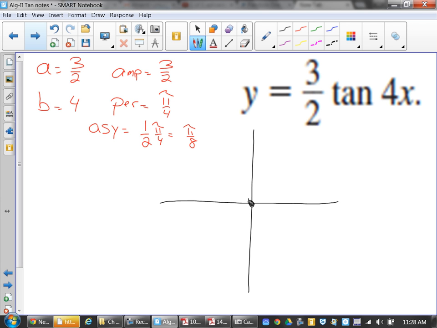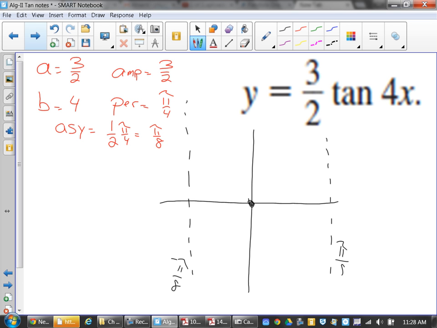So what we do is, the easiest way to plot tangent is when you plot your parent function, put the dot in the center, and then mark your period. Mark out your asymptotes. Your asymptote is going to be at plus or minus pi over 8. So negative pi over 8 and pi over 8. Now you just have to find 2 halfway points. So what's half of an 8? Pi over 16, very good. And then over here will be at negative pi over 16.